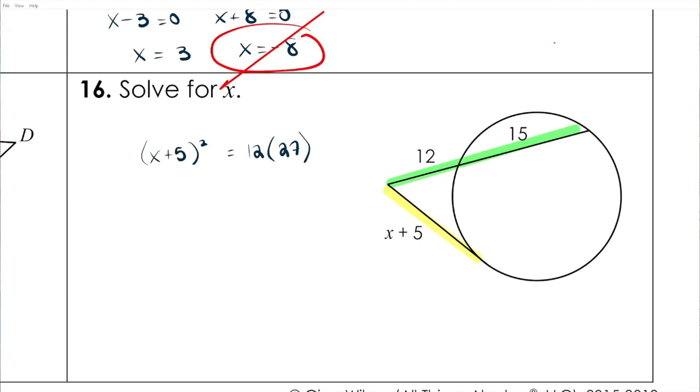Okay, so like I said, people want to go ahead and distribute this square and be done. That's not how math works. Remember, when you square something, it's like saying I'm multiplying it by itself twice. So x plus 5 squared is really x plus 5 times x plus 5. And then 12 times 27 is a big number, 324.